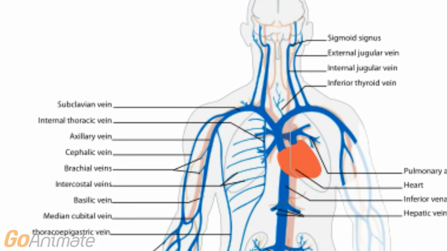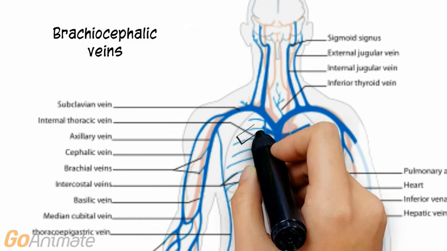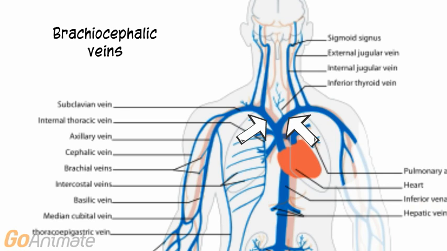The veins have a similar arrangement. One difference is that there are both superficial and deep veins. A lot of the deep veins have the same names as the arteries. We will examine just a few veins. The right and left brachiocephalic veins branch from the superior vena cava.